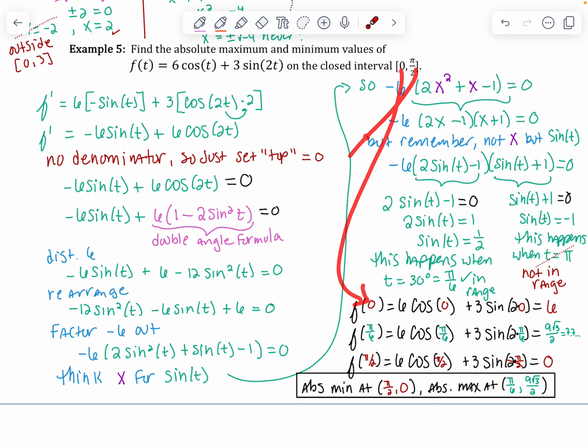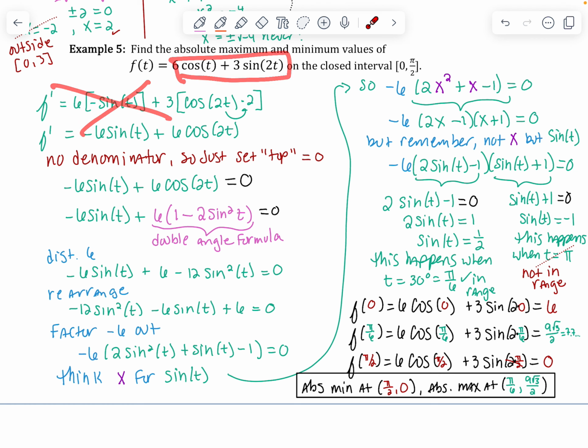So I have my endpoints of 0 and pi over 2, and my only critical number inside that range is pi over 6, evaluating the original function, not the derivative. So plugging them into 6 cosine of t plus 3 sine of 2t. So this is just the cosine of 0, which is 1, and the sine of 0 is 0. So this piece is gone. We just have 6 times 1, which is 6.